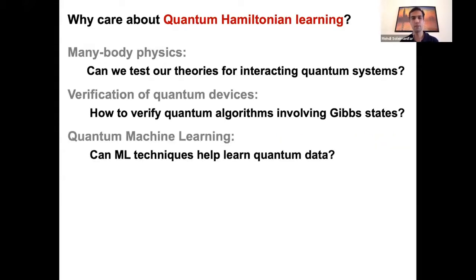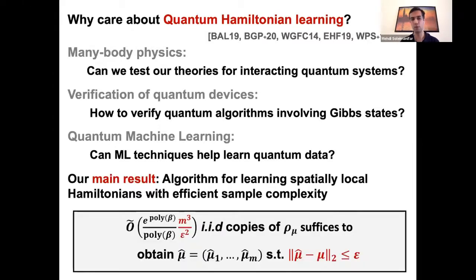And from a machine learning perspective, given the success of machine learning techniques in learning high-dimensional data, there is a lot of interest in applying these techniques to problems in quantum physics and quantum computing, where you often deal with state spaces that are exponentially large. So this quantum Hamiltonian learning problem seems to be a natural candidate for rigorously establishing such a connection. There have been various previous works on this problem, but no algorithm with rigorous performance guarantees existed. And this is what our result achieves.